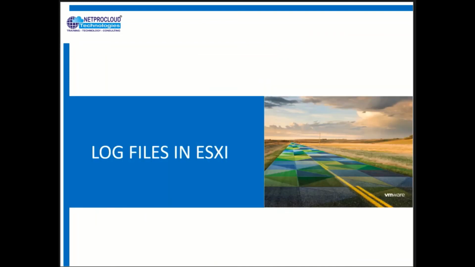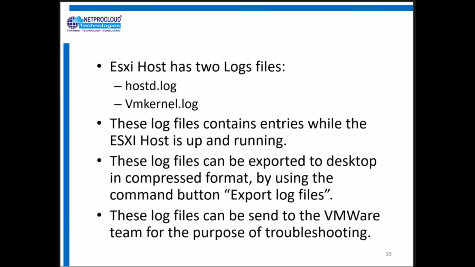Now there are some log files in ESXi which are very helpful for troubleshooting purposes. The ESXi host has two types of logs: one is the hostd log, and the second is the VMkernel log. These log files contain entries while the ESXi host is up and running. These log files can be exported to the desktop, and further they can be sent to VMware for the purpose of troubleshooting.